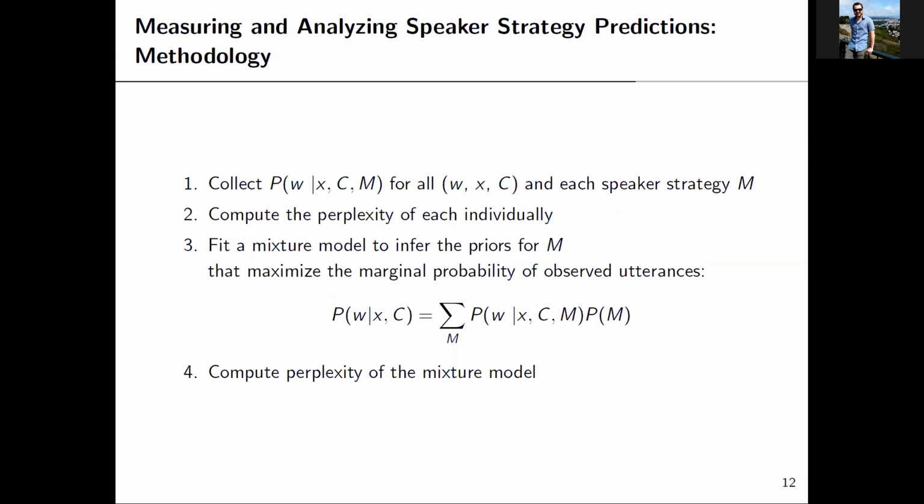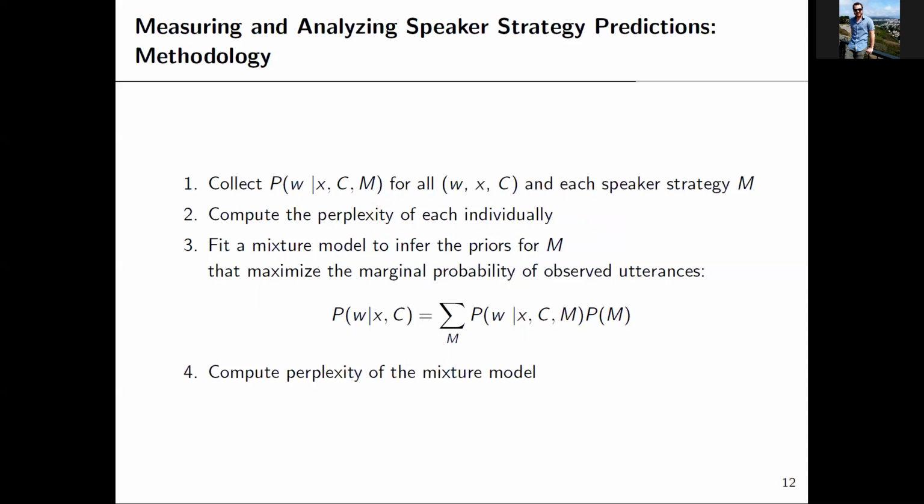Our first analysis is twofold. First, it's a quantitative evaluation of how well each speaker strategy captures the uncertainty in what people say. Second, it's also a test of whether there's evidence for multiple speaker strategies in the dataset. To start, we collect the utterance probabilities for every data point under every speaker strategy model. The probabilities per model are used to compute the perplexity of the data under each model.